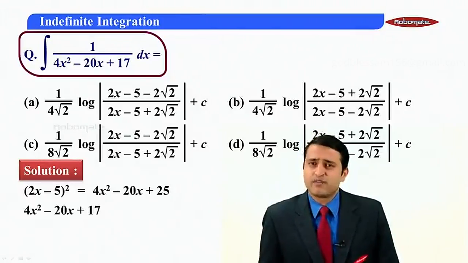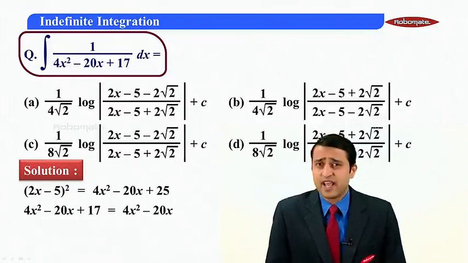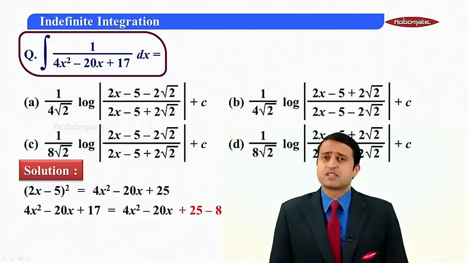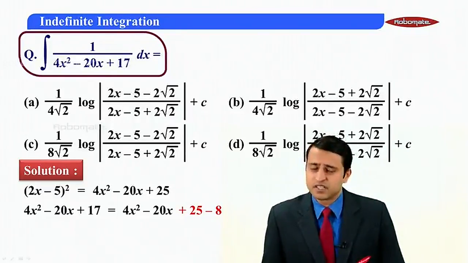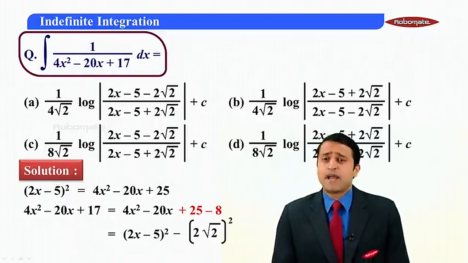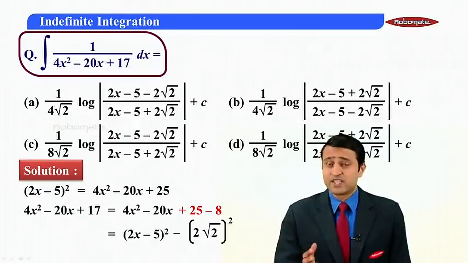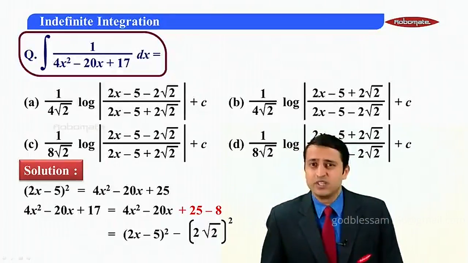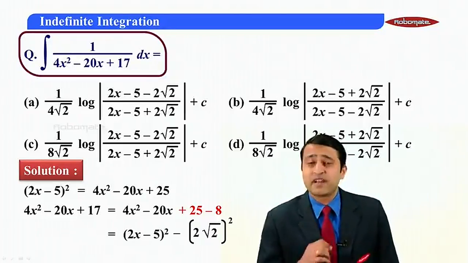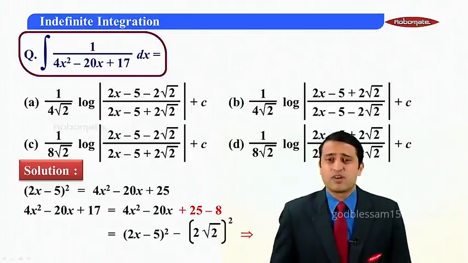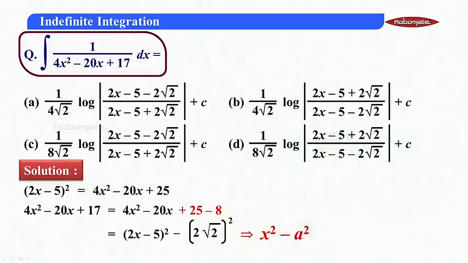So can I say we can write 4x square minus 20x plus 17 as 4x square minus 20x plus 25 and minus 8. Effectively it is one and the same. Is that okay? So that can be further written as 2x minus 5 the whole square minus of 2 root 2 the whole square. Now you can check, this is very much clear in the options. Every option has 2x minus 5 and 2 root 2. Please understand my dear students, this is from entrance point of view. So we slightly tweak the method we use in the boards. Okay my dear students. Now can I say the denominator is of the form x square minus of a square.